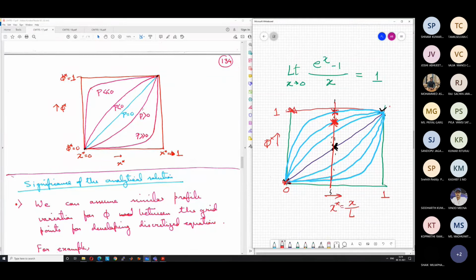So Peclet number greater than 0 looks like this. Much greater than 0 looks like this. Similarly, less than 0 looks like this, which we already discussed. Much less than 0 looks like this. Okay. So let us take a break here and then we will continue this discussion.